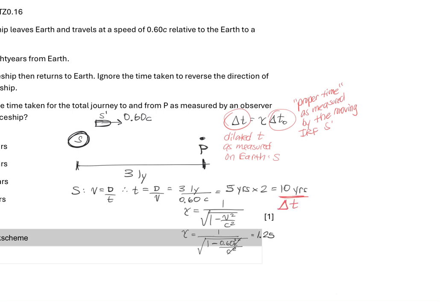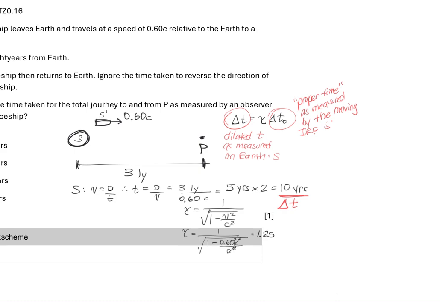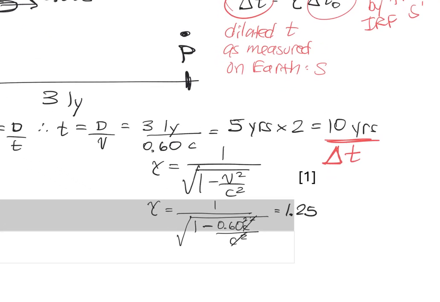But we're going to need it in order to find delta T naught, which is the proper time as measured on the spacecraft. So basically we have to figure out gamma, and gamma is given in the data booklet, what we call the Lorentz factor. That's 1 over radical 1 minus v squared over c squared. And the speed of the spacecraft is 0.6 c.